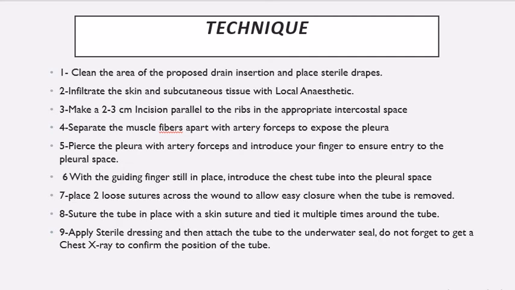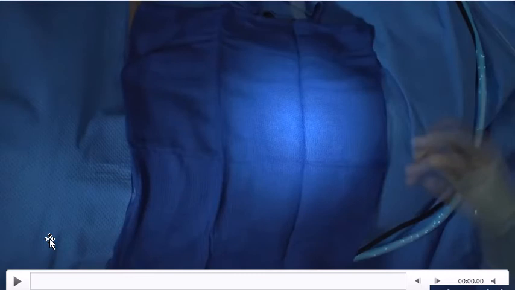We suture the tube in place with a skin suture and tie it multiple times around the tube. We usually use silk suture. We then apply sterile dressing and then attach the tube to the underwater seal, and never forget to get a chest x-ray to confirm the position of the tube. Now we will show a video with chest tube insertion.